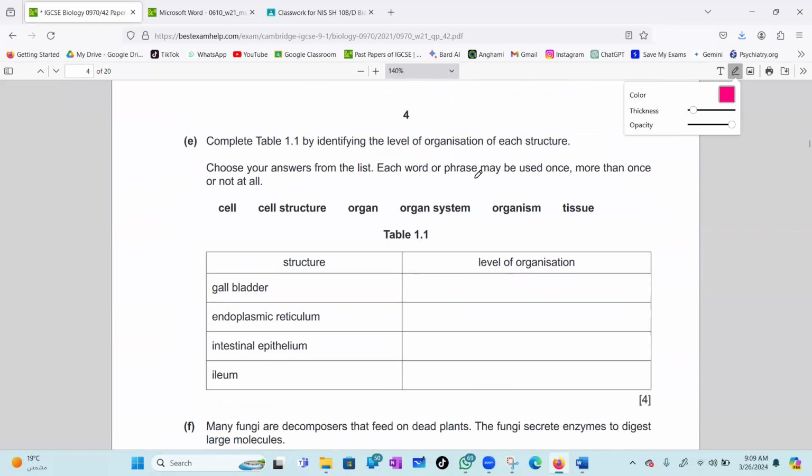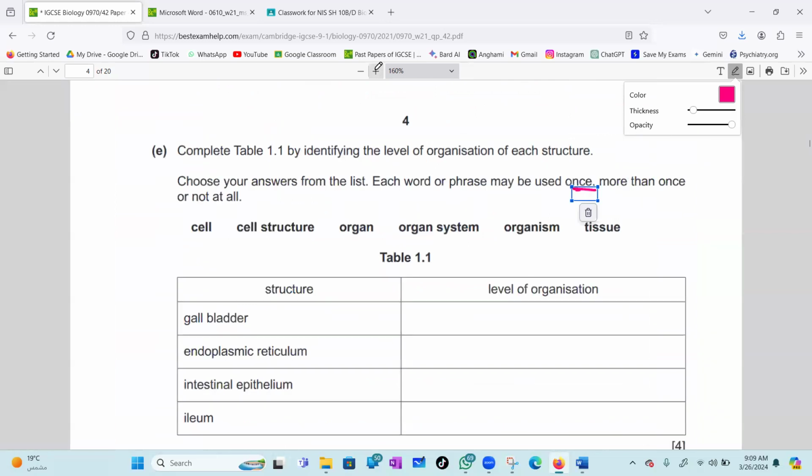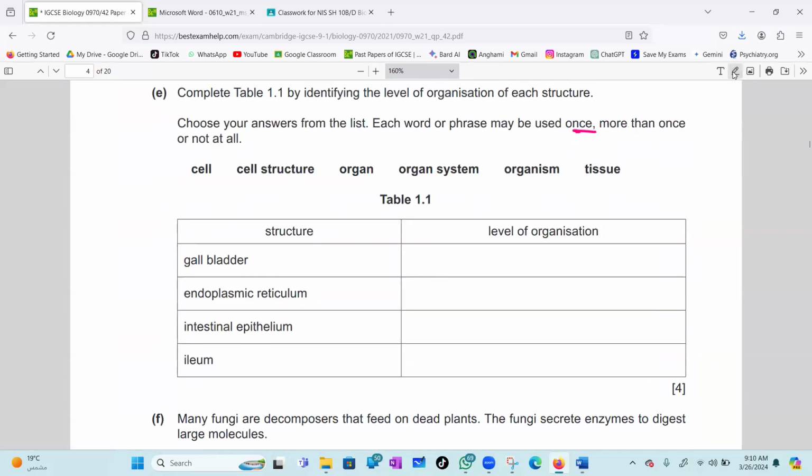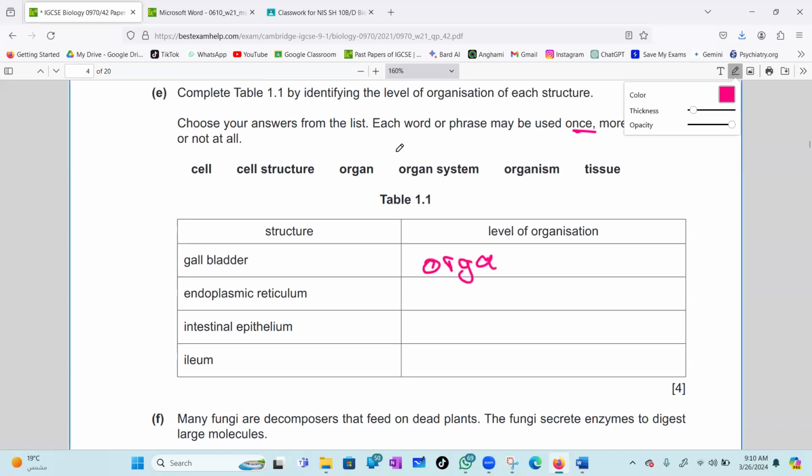Now, E, complete table 1.1 by identifying the level of organization for each structure. Choose your answers from the list. Each word or phrase may be used once, more than once, or not at all. Good. Now, the gallbladder. Who will tell me? This is an organ. Of course, the gallbladder is an organ. You don't know that? This is a problem.